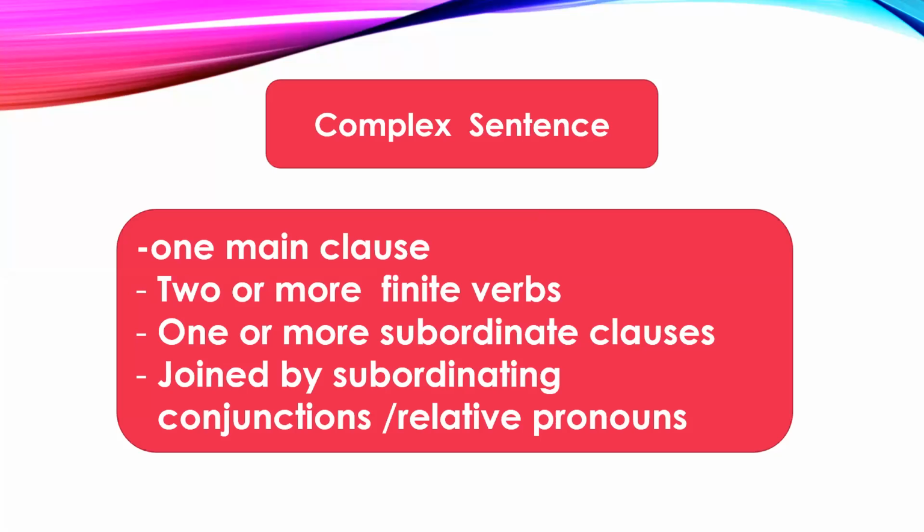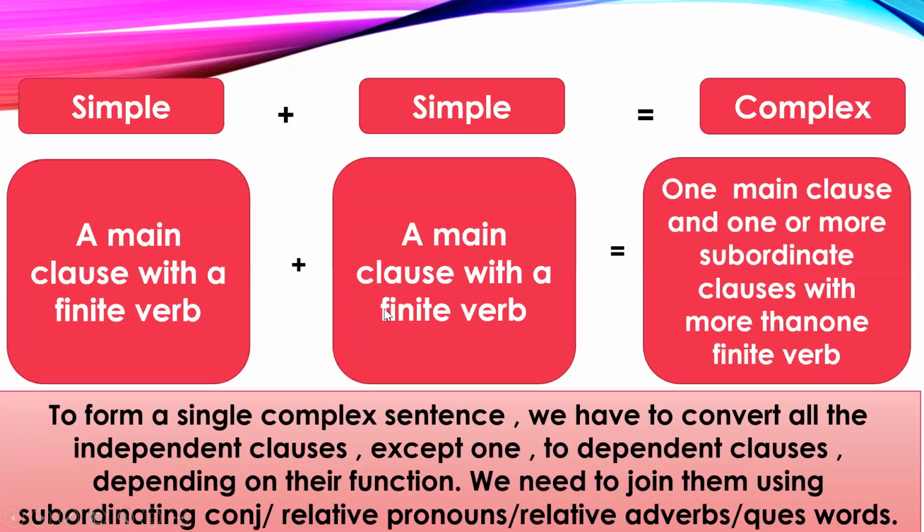Now, a complex sentence always has a subordinate clause. So a complex sentence can have one or more than one subordinate clauses. And a complex sentence is joined using a subordinating conjunction or a relative pronoun, a relative adverb. All these conjunctions, pronouns, and adverbs, if you use them, you can change a simple sentence into a complex sentence. Next. Okay. So now what we are going to do is joining two simple sentences into a complex sentence.